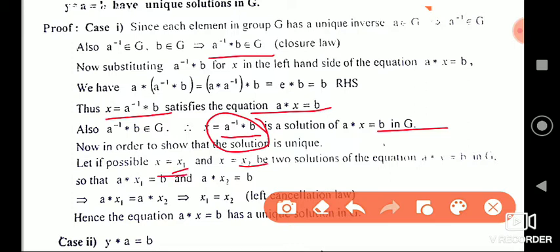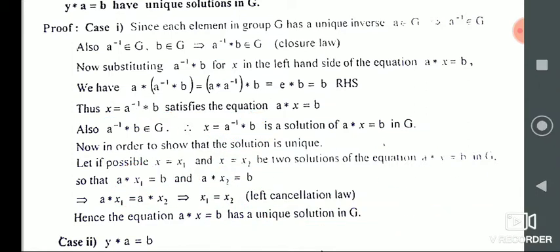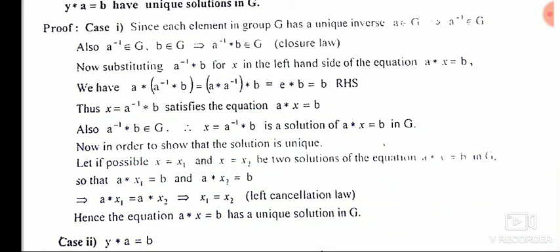By the fact that x1 is a solution, we get A star x1 is equal to B in G. And by the fact that x2 is a solution, A star x2 is equal to B. We substitute, so we got A star x1 is equal to B and A star x2 is equal to B. In both, the right hand side is B, right?